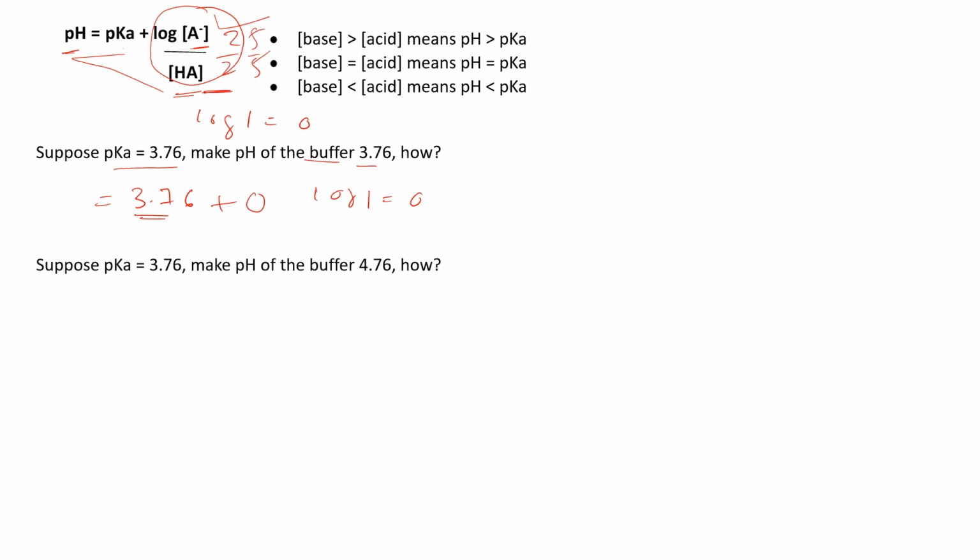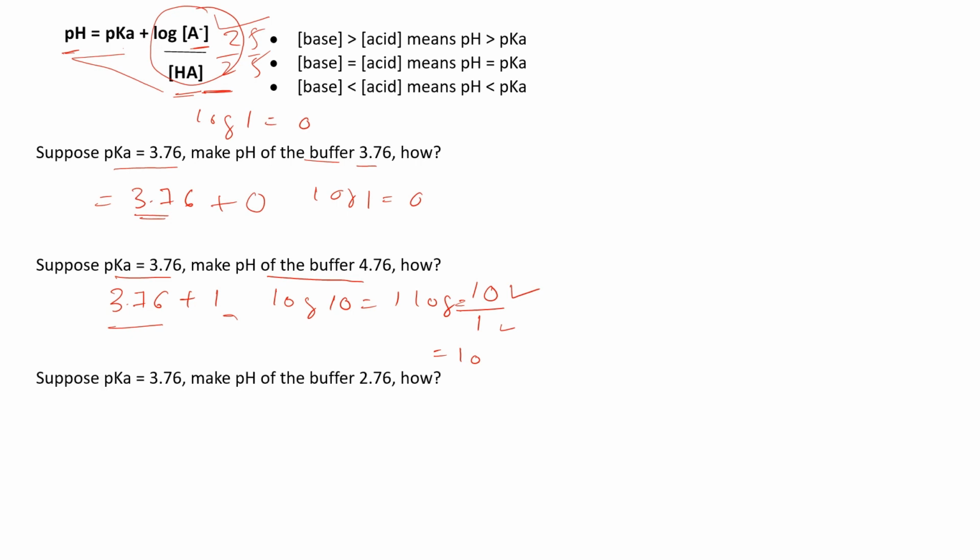Now suppose you are given pKa value 3.76, but you have to make the pH of the buffer 4.76. How will you do it? So 3.76, if you add plus 1 here, then it will become 4.76. And how will you get plus 1 here? So the value of log 10 is 1. That means you have to add more concentration of conjugate base compared to the acid. So the base concentration should be 10 times more than the acid. So log 10 by 1 will be log 10. So that means the concentration of your conjugate base should be 10 times more than the concentration of acid. Then only it will become log 10, and log 10 value is 1. So this one will add up and it will give the buffer pH 4.76.